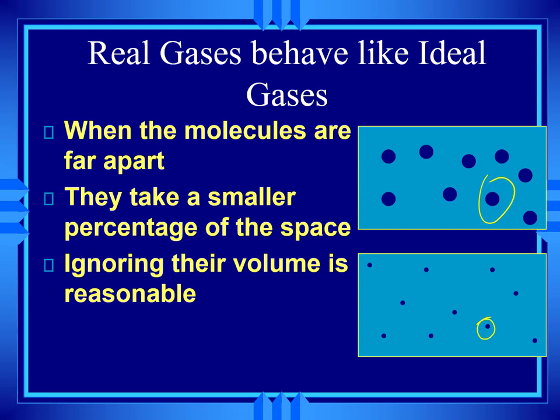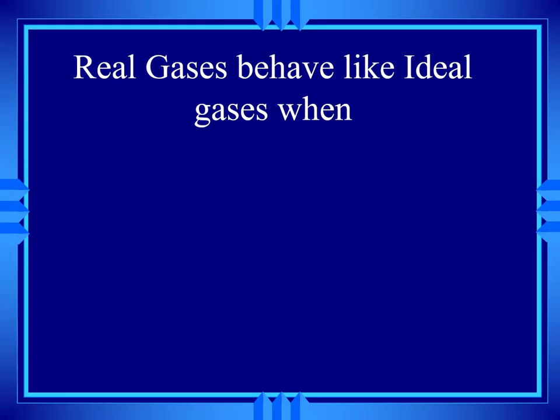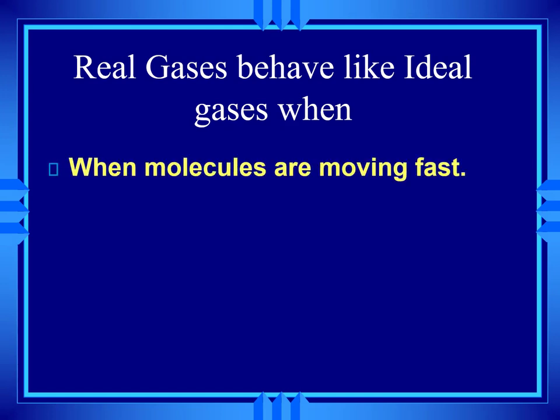So what can we measure that would tell us that they were far apart? Well, if they're far apart, they're not going to hit each other or the walls as often. So this is going to happen if the pressure is low. So the lower the pressure, the more ideally the gases behave. The higher the pressure, the less ideally.